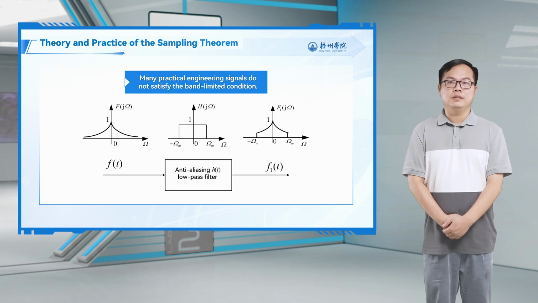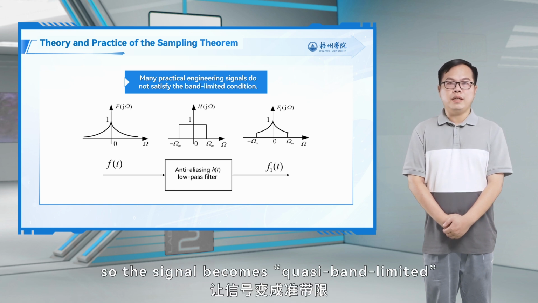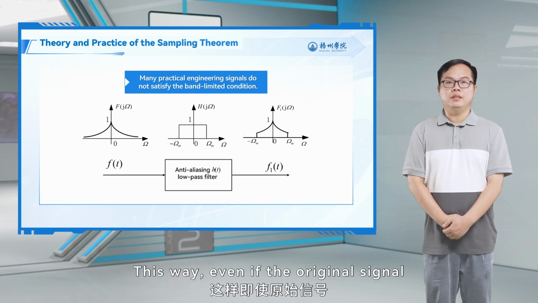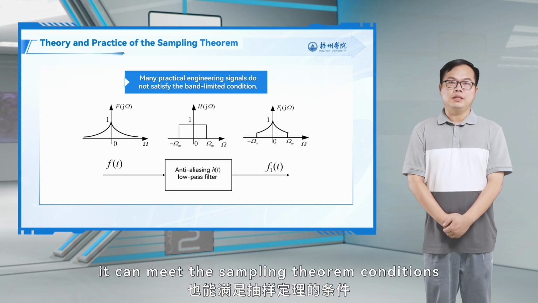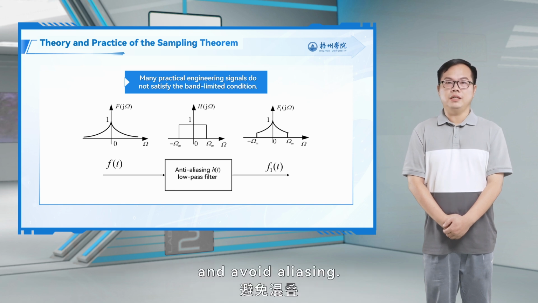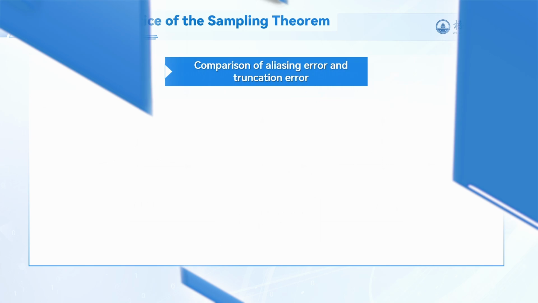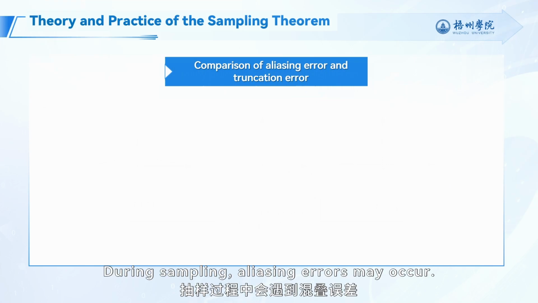or interference, so the signal becomes quasi-band limited before sampling. This way, even if the original signal is not strictly band limited, it can meet the sampling theorem conditions and avoid aliasing. During sampling, aliasing errors may occur.